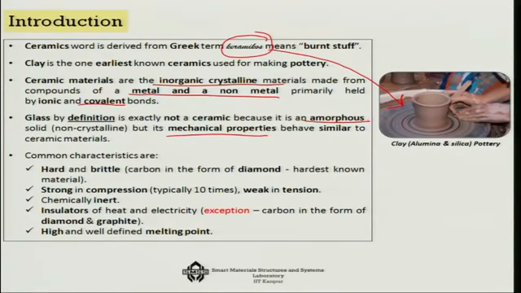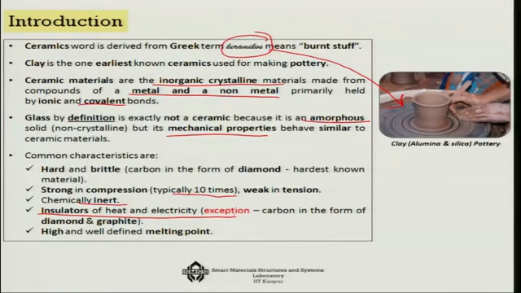For example, carbon in the form of diamond is known as the hardest material. They are strong in compression in comparison to tension, sometimes something like 10 times stronger in compression than in tension, and chemically very inert. So if there are some chemically active substances, you can very easily use ceramics or glasses to contain them. They are known to be good insulators of heat and electricity.